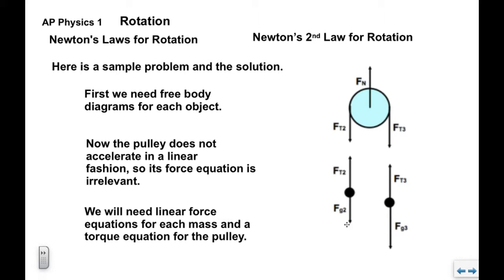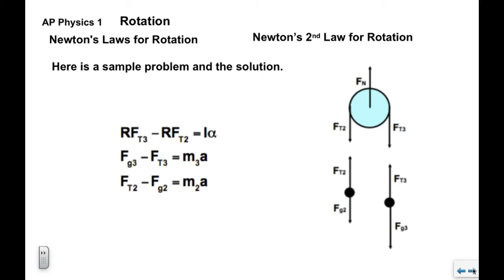So what we will need is a linear force equation for each mass and a torque equation for the pulley. First we'll look at the force equations. Nothing new here. M3 moves downward, so Fg3 is positive, Ft3 is negative, equals M3a. That's this one, accelerating downward. For M2, Ft2 pulls up, minus Fg2 pulls down, equals M2a.